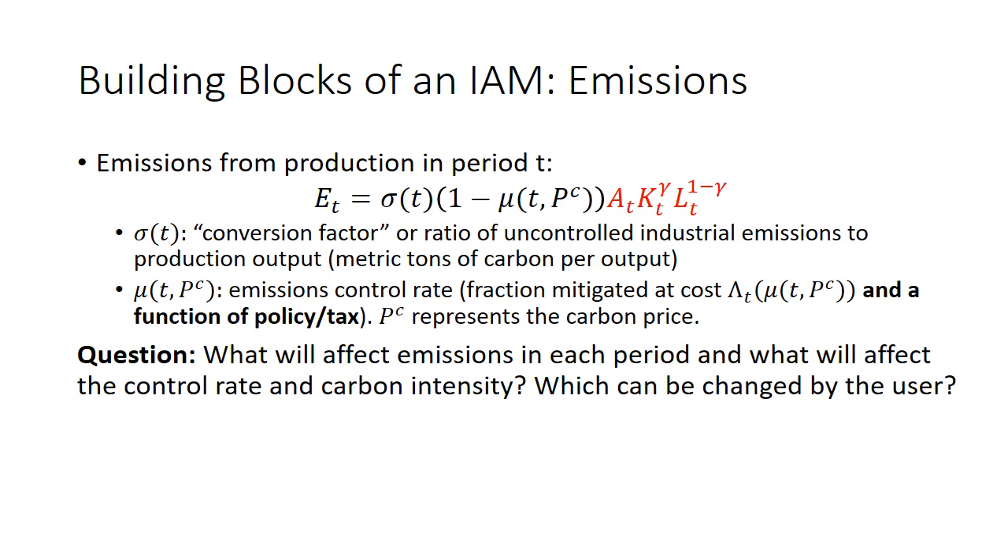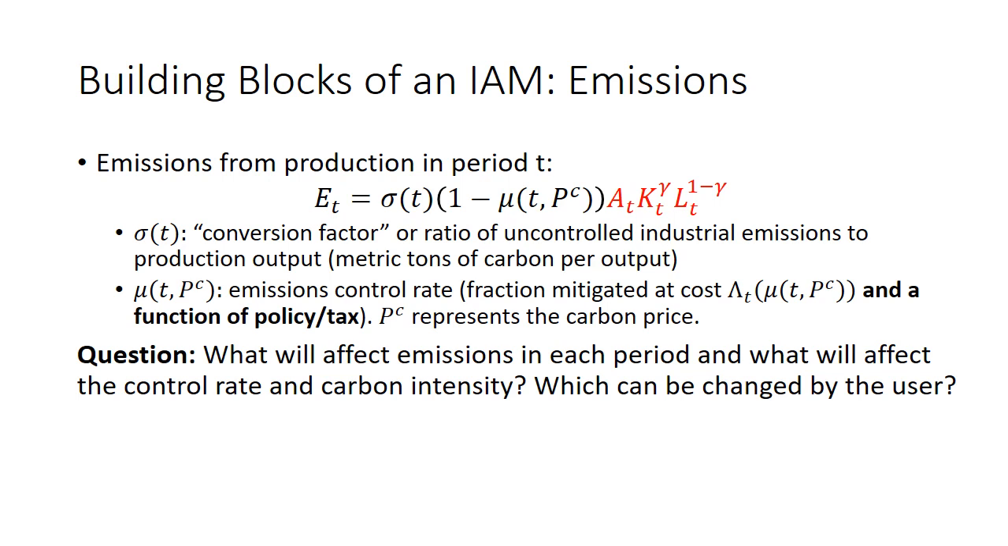The part we haven't talked about is 1 minus mu t, which is a function of PC, the carbon price. The 1 minus mu t is the emissions control rate. Or in other words, if we imposed a policy in the model or a tax, how would that affect emissions? Obviously, this is going to take the production and limit the emissions that we have from production. Right now, and for most of what we're doing, this is going to be set to 0. We're not going to impose policies.